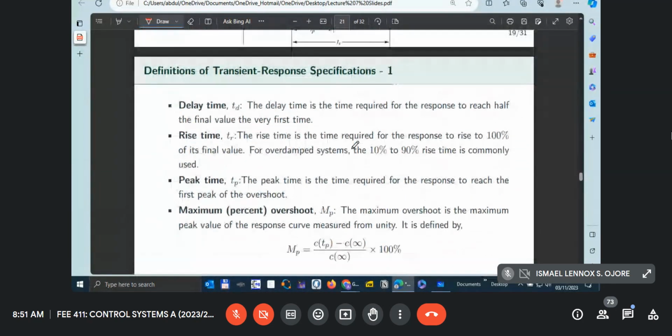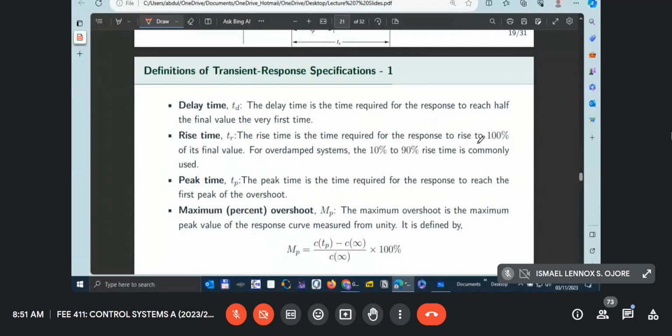The delay time is the time required for the response to reach half of the final value for the very first time. That is what we know from first order systems. The same thing applies here, but the equations are different. We'll see. Rise time, same thing. This is the time required for the response to rise to 100% of its final value.